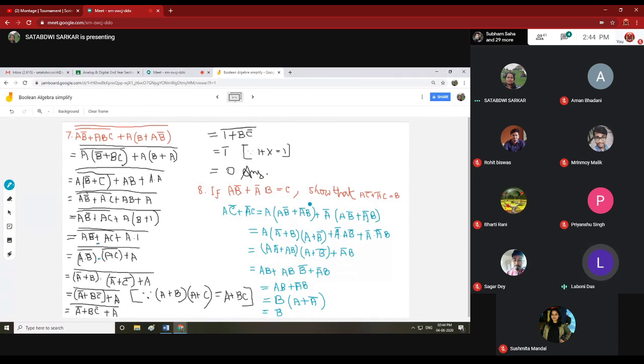Actually, the previous formula, a plus a bar b equals a plus b. Ma'am, the right hand side should be 1 plus b, because a plus a bar b means a plus a bar plus b, and a bar is 1 minus a. So a cancels and 1 plus b is the answer, I think.